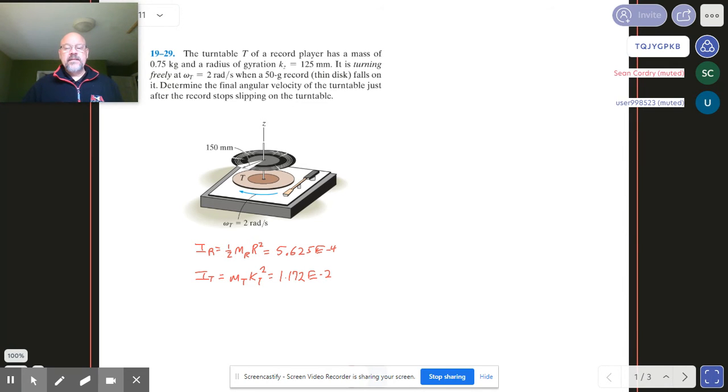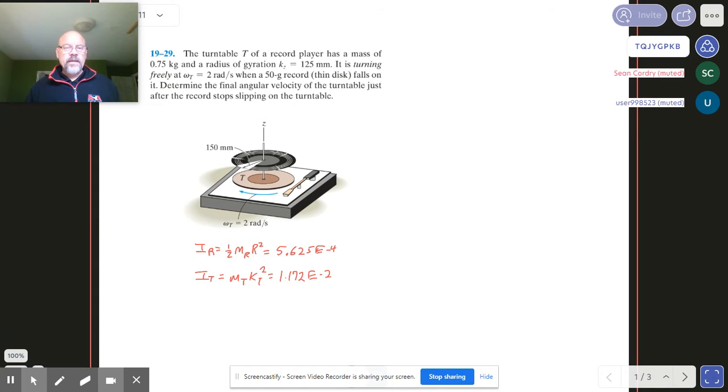So what we're going to be looking at in the first two videos here are some sticky collisions, where two objects come together. So then they have one final velocity in the end. But instead of a translational velocity, it's a rotational velocity. So in this case here, we've got a record player, and we're going to drop a record straight down onto that thing. Now in the problem there, they give you the specs for the mass of the turntable, radius of gyration for the turntable, and that sort of thing.